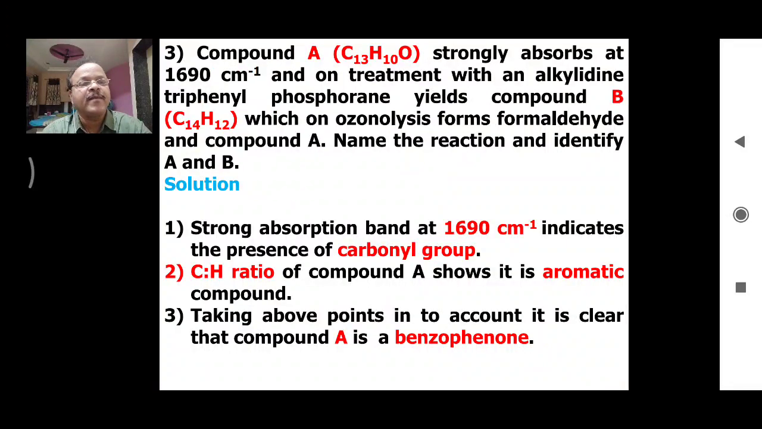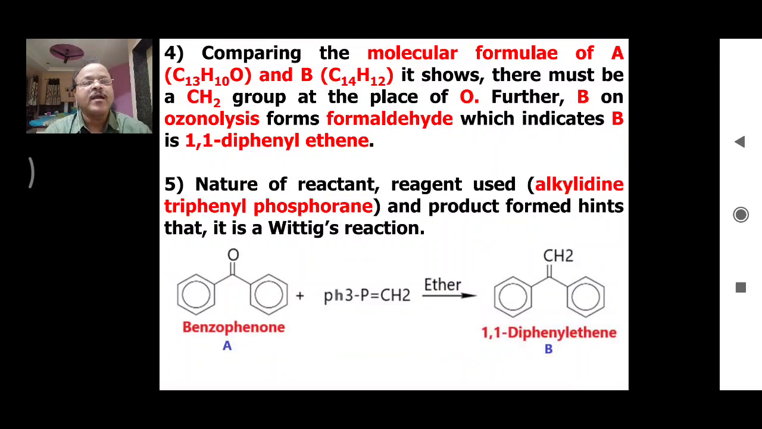A is a benzophenone, which means the C double bond O group is there, and to this carbon two phenyl rings are attached, and that compound is called benzophenone. Now let's move to another point. Comparing the molecular formula of A, C13H10O, and B, what difference can we find?